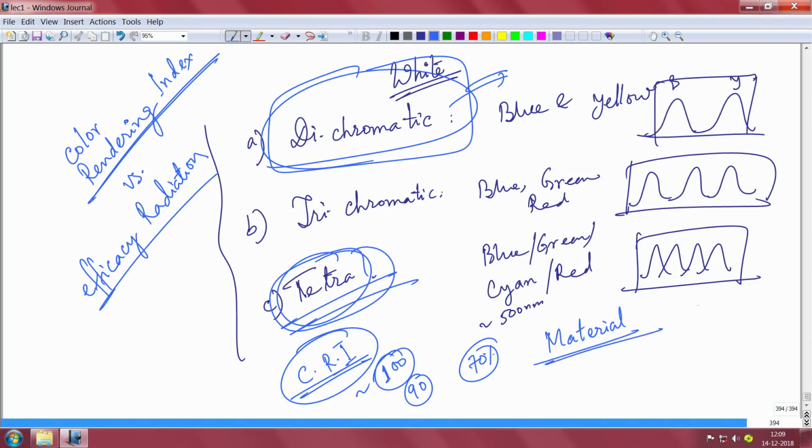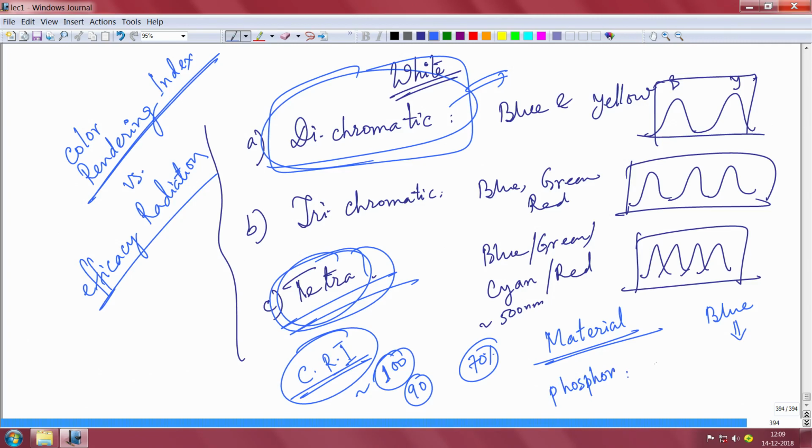For example, the classic white light made of gallium nitride or indium gallium nitride, you have a blue LED, and that is actually converted to white light. There you don't have a yellow LED separately, because that will increase the cost. What you do is you have the blue LED and a coating of phosphor around it, so that the phosphor will absorb and emit in yellow, and that yellow and blue will mix to give you white light.